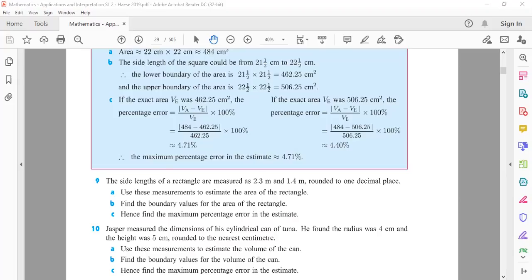What's the answer? So the estimation is 251.33. The lower boundary is 173.18, right. The upper boundary is 349.89. And then the maximum percentage error is 45.13.